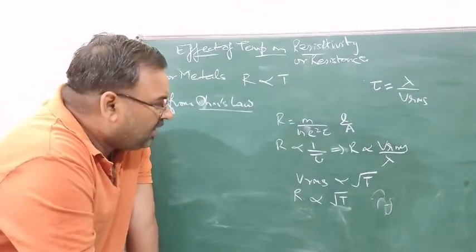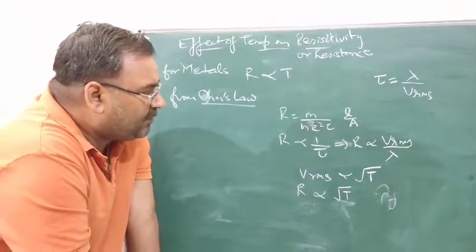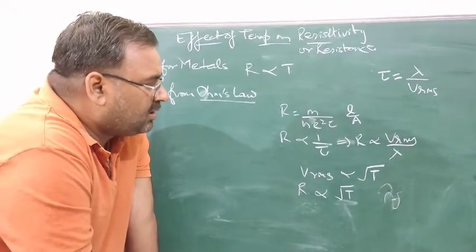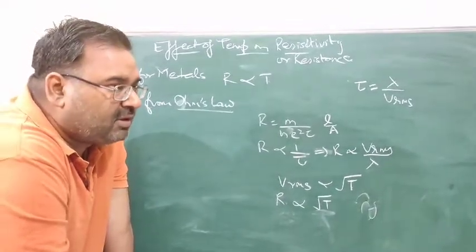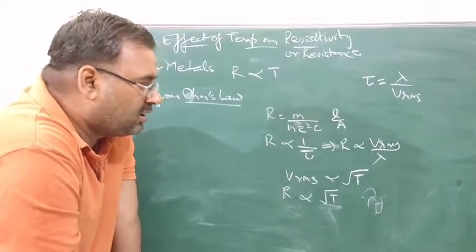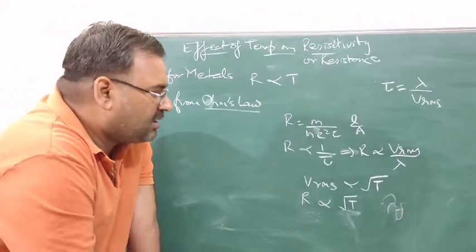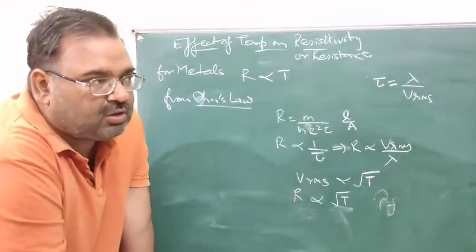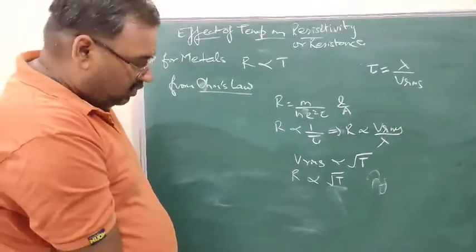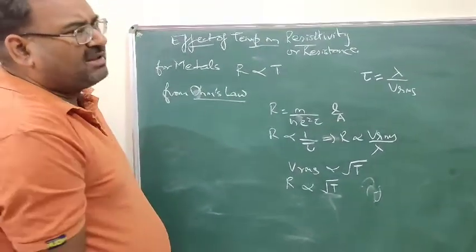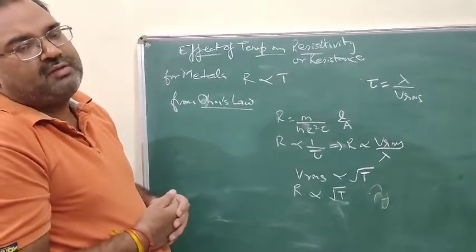Now for given mass, the mass is constant, the number of electrons per unit volume is constant, the charge is constant, and for given length and area of cross section of the wire, our resistance is inversely proportional to the relaxation time. R is inversely proportional to relaxation time. Now what is relaxation time? Relaxation time is the average time between two consecutive collisions.